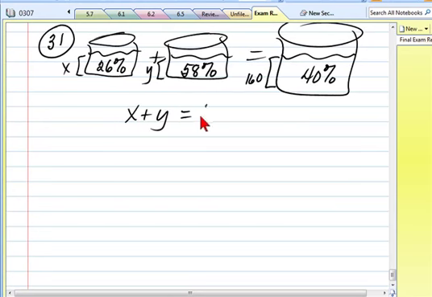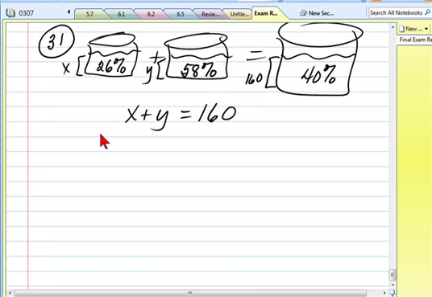X plus Y equals 160. The second equation involves the percentages, and I'm skipping steps. Percentages get changed to decimals, but then I move the decimals back in the equation, so I just wave my hands and say I'm not doing all that.